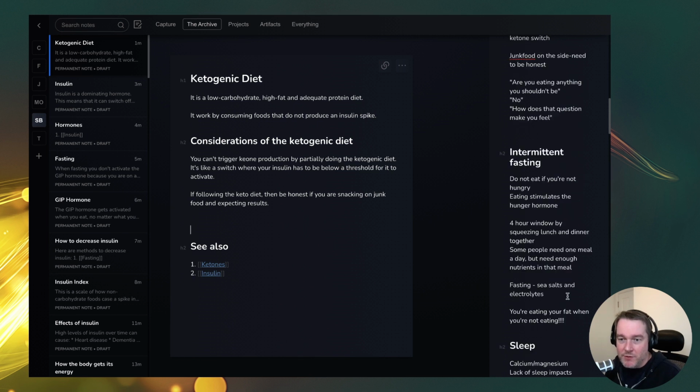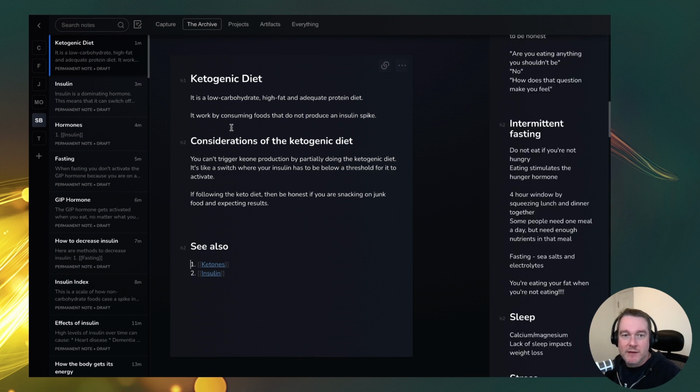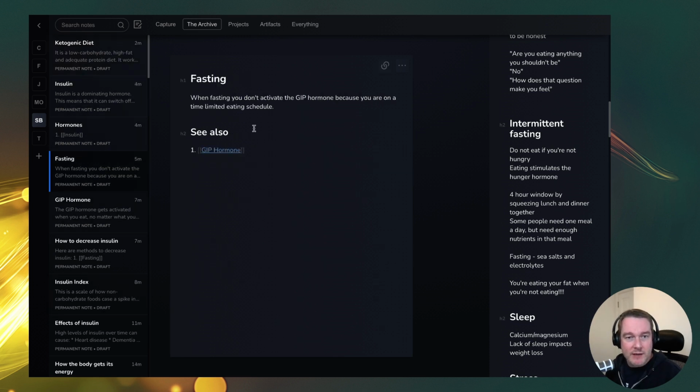Okay, right, let's move on. So we've got intermittent fasting. So the ketogenic diet, ketogenic diet, intermittent fasting, they are different things. So we don't really need to worry about that here. But if we bring up our fasting, actually I'm going to call it intermittent fasting. So here we go.